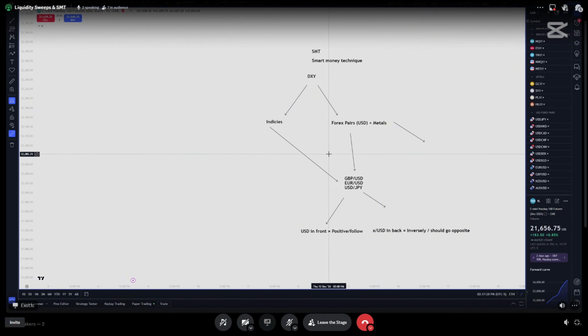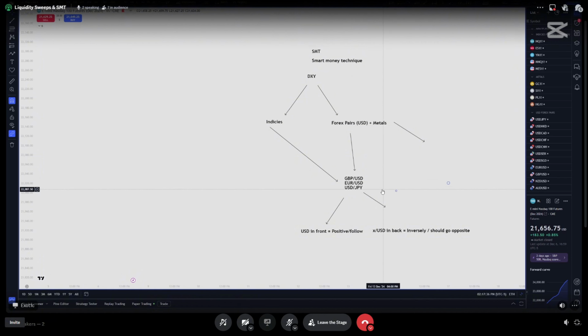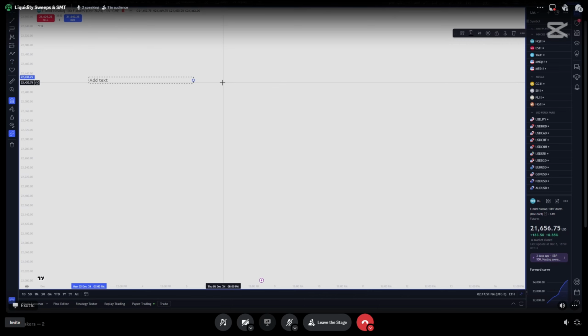So let's go over what SMT looks like and how we can spot it in the market, as well as what body SMT is, which applies both on indices and on Forex and everything else. For the sake of things, we'll take three pairs, and this is going to be your ideal situation, but we'll get rid of the DXY. I'll be paying more attention to ES and NQ here.